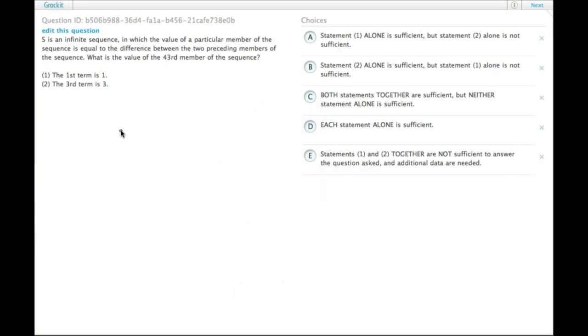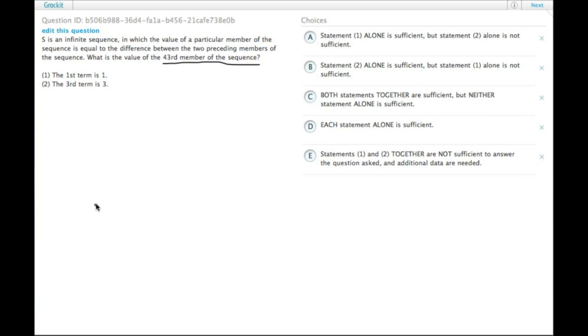So S is an infinite series in which the value of a particular member is the difference of the previous two. Yikes. The value of the 43rd member of the sequence. So this should tip you off that there's a trick to it, right? There's no way they actually expect you to figure out the series, especially when all we know is the difference between the two preceding members.